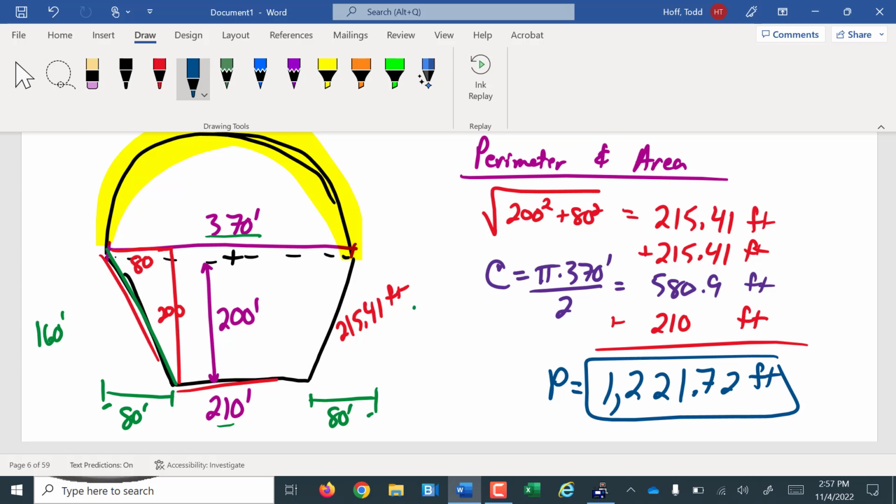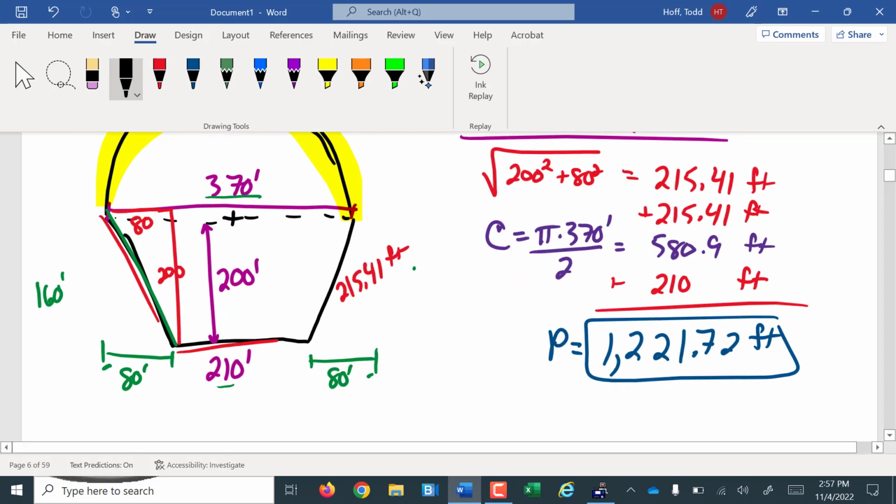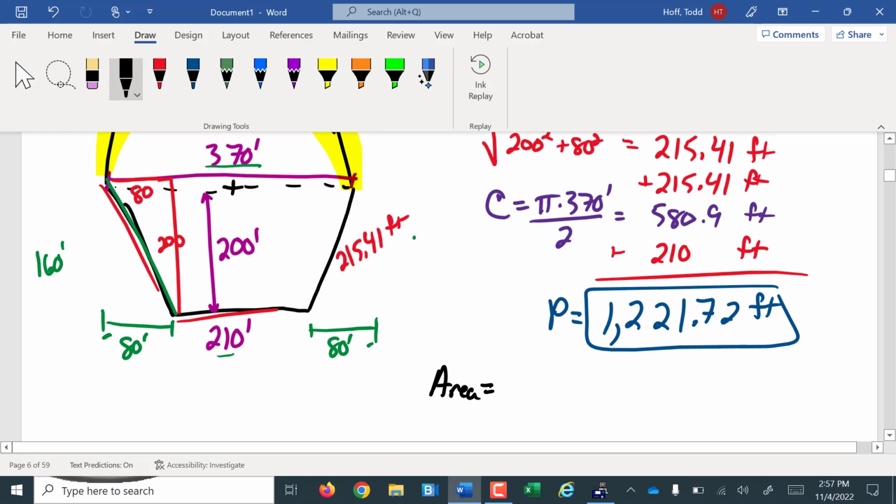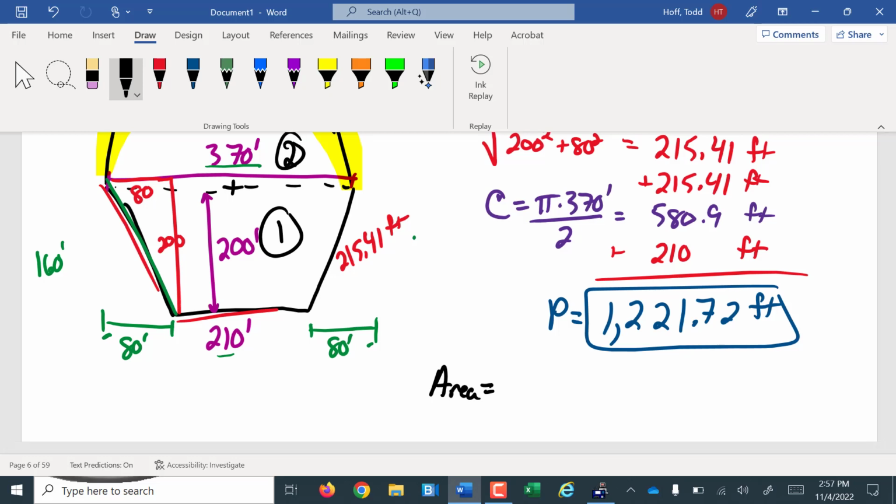For area, we have two distinct shapes. We have the trapezoid and we have the half circle. Let's do the trapezoid first. What are the two bases of the trapezoid? So 210 plus 370 divided by 2, and then times height of 200, right?